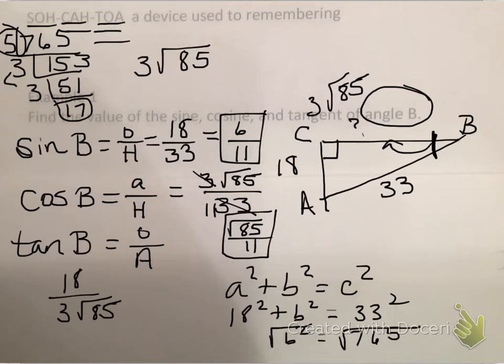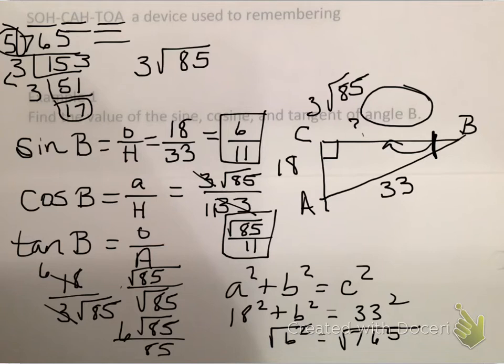We are not allowed to have rads in the denominator. We already know that from Algebra 2 and other classes. So we have to multiply by rad 85 over rad 85 to get rid of the rad. And actually, by the way, this will reduce. 3 will go into 18, leaving 6. So I'm left with 6 rad 85 all over 85. And so that is my other answer.